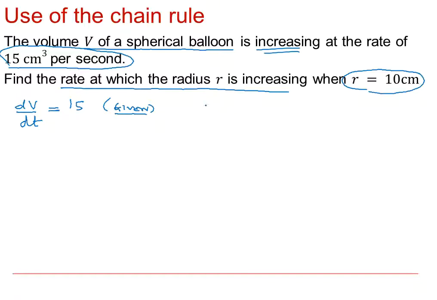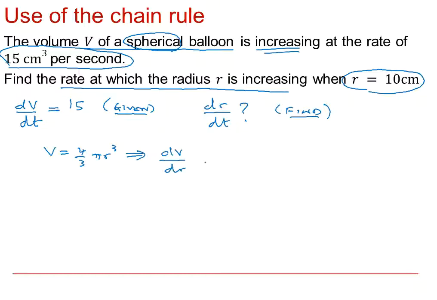We're trying to find the rate at which the radius is changing with respect to t. So that's the thing we're trying to find. So always, having read the question, look for the rate of change which you are looking for, and here it's dr by dt. We know also that this is a spherical balloon, so we know that the volume is going to be 4/3 of pi r cubed, and if we differentiate this with respect to r, we get the rate of change of volume with respect to radius is 4 pi r squared.